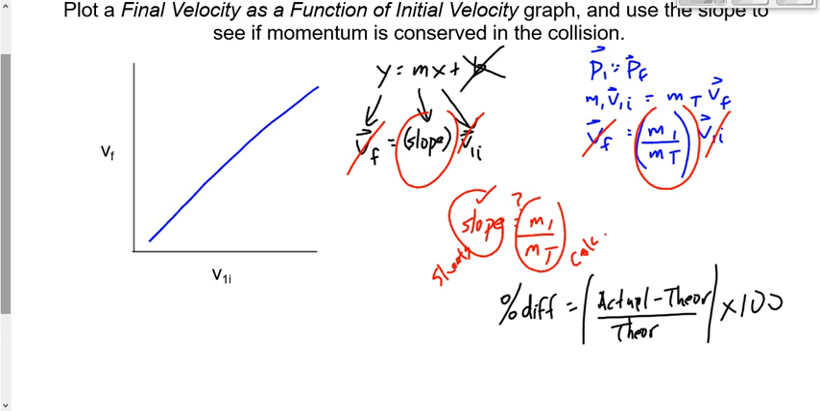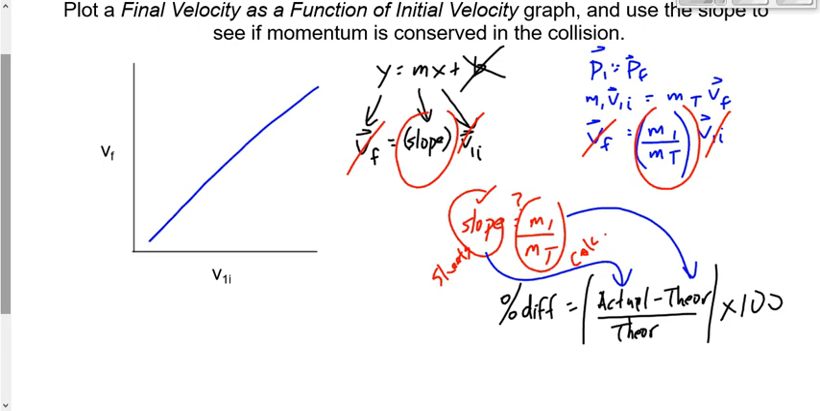Theoretically, the slope should end up being equal to M1 over MT. That's what we should theoretically end up getting. But what does it actually end up being? Hopefully the same. So we're going to say it's the slope minus M1 over MT, divided by M1 over MT, times 100.